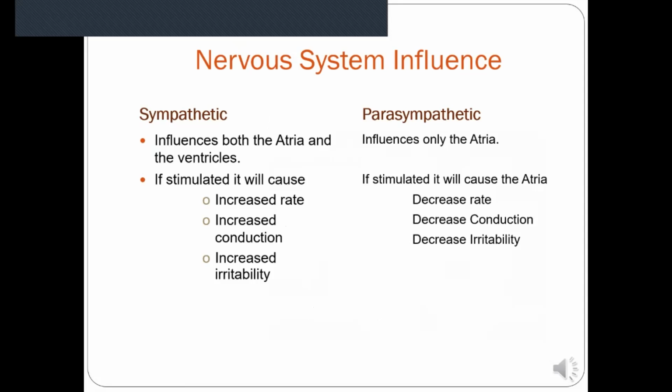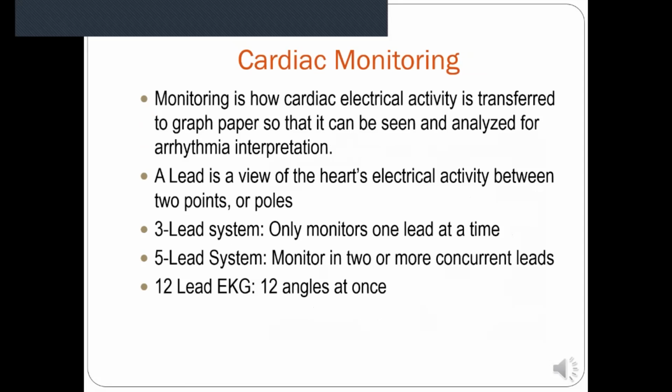And then you have escape. This is when the SA node drops below its inherent rate or may fail altogether. If so, the site with the next highest inherent rate will take over the pacemaking role. And so that's usually the AV junction. Okay.